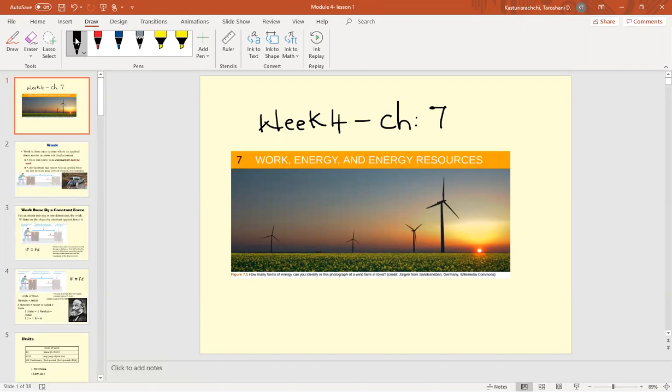Module 4 is focusing on chapter 7. In chapter 7 we are going to look at work and energy, and at the end you can read about the energy resources. Here I am focusing mainly on what work is and how work and energy are related in this lesson, and in the second lesson I will go over conservation of energy.